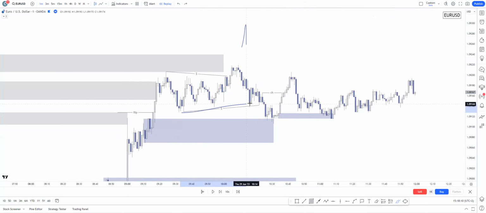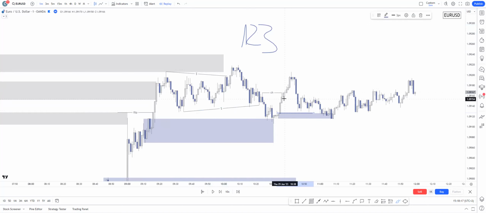Perfect. There was a liquidity take for the higher time frame zone. And there was an inefficiency for the entry POI. You can find a really nice inefficient gap just above the entry POI.